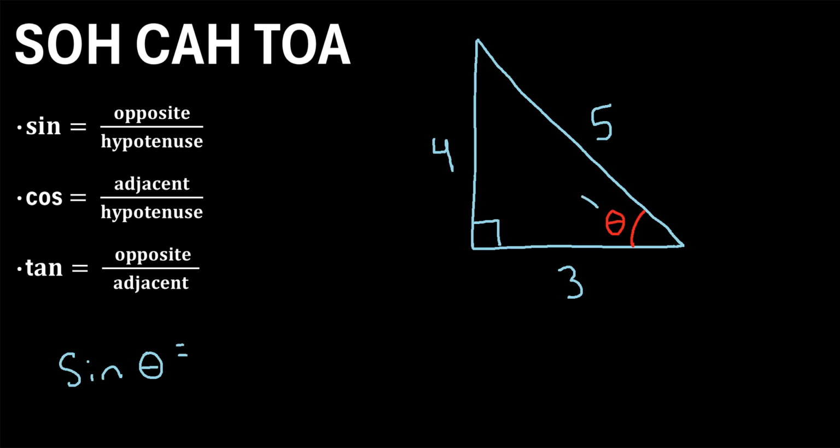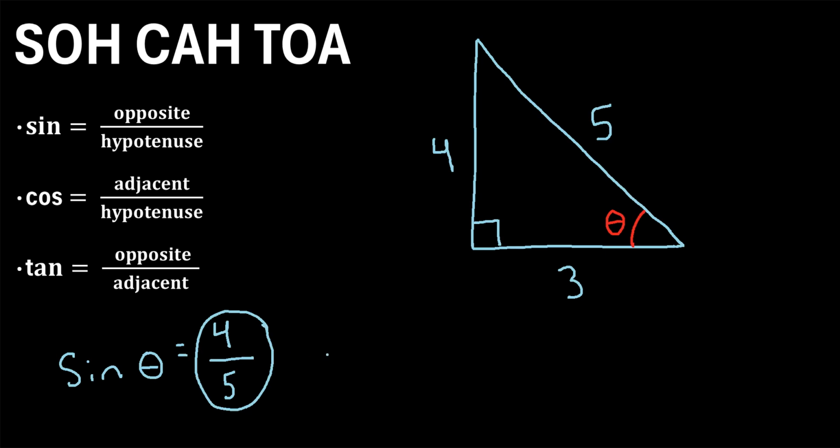So if we have this angle right here, the opposite side of the triangle is all the way over here. So that's a 4. And then we divide that by the length of the hypotenuse. So the hypotenuse is the longest side of the triangle right here, which has a length of 5. So the sine of this angle right here is just 4/5.